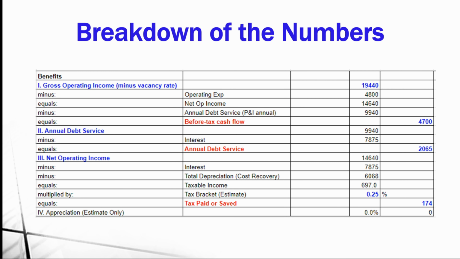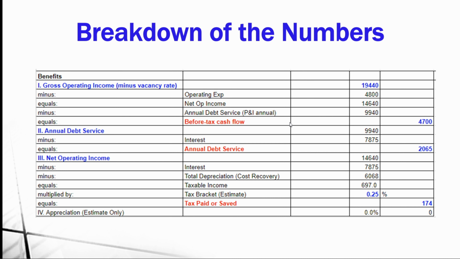So let's do a breakdown of the numbers in more detail to show how we came up with those previous slides. Under gross income, we see here that we have $19,440. Now, as you know, the rent was $1,800, and that times 12 months comes out to $21,600. But we have on here that it was a 10% vacancy, so I've taken 90% of that to come up with the $19,440.